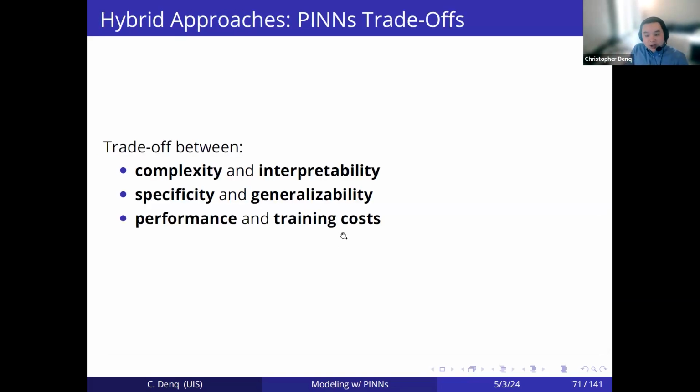And it improves upon those because it is a hybrid approach. It seeks to give us the best of both worlds in this case, high complexity while still being relatively interpretable because of the physics, very specific, but also generalizable, again, because of the physics. And then because of the underlying physics, it's much more performant. We need much less data, right?